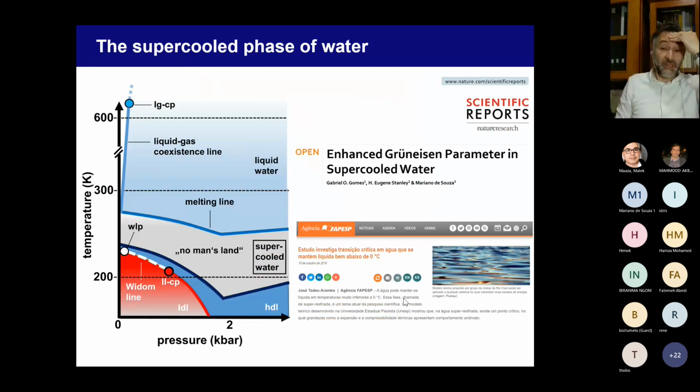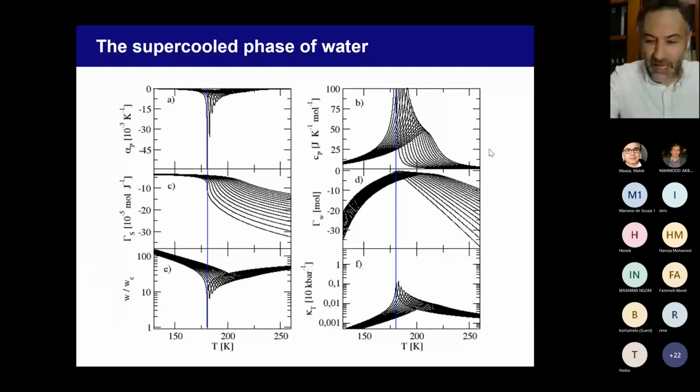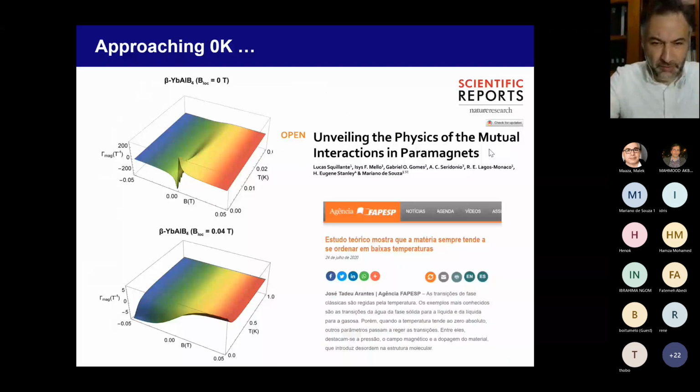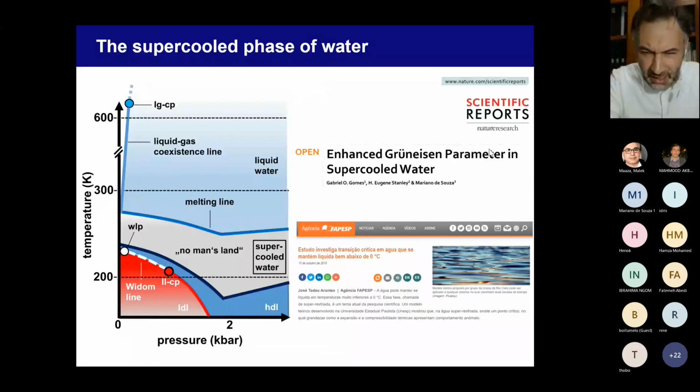We have described the so-called supercooled phase of water. If you put a bottle of water in the refrigerator and cool down slowly, you can have water below 0 degrees Celsius, but still in the liquid phase. Interestingly, when you grab the bottle of water, you have an instantaneous crystallization. We have described this. It turns out that when water crystallizes, the Grüneisen parameter is dramatically enhanced. We have computed all observables in the frame of this work, which is also signed by Eugene Stanley.